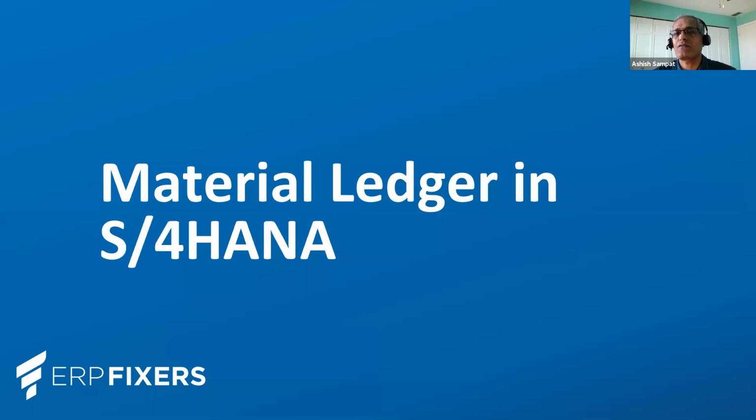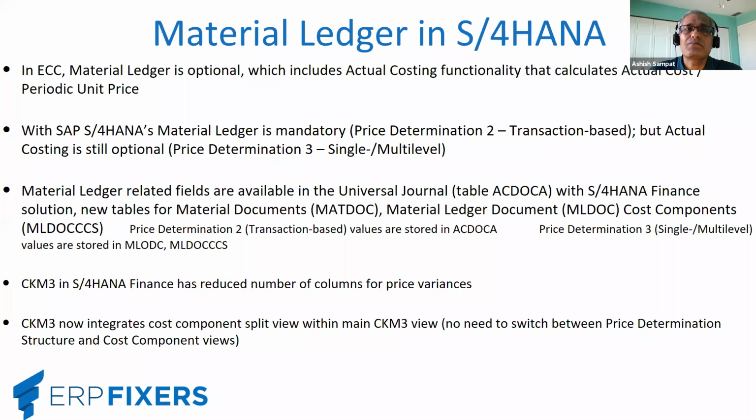Again, as we discussed, a lot of clients have got a little confused with the feature, material ledger has been made mandatory. So what exactly does it mean? As we all know, in ECC, material ledger is optional, which basically means they're talking about the actual costing functionality for the actual cost or periodic unit price. There are other features, of course, around transfer pricing, which some clients have used, but the majority use is around the actual costing part. And many times we use that term interchangeably. When we say material ledger, we actually mean actual costing, which we know is a sub portion of the material ledger functionality.